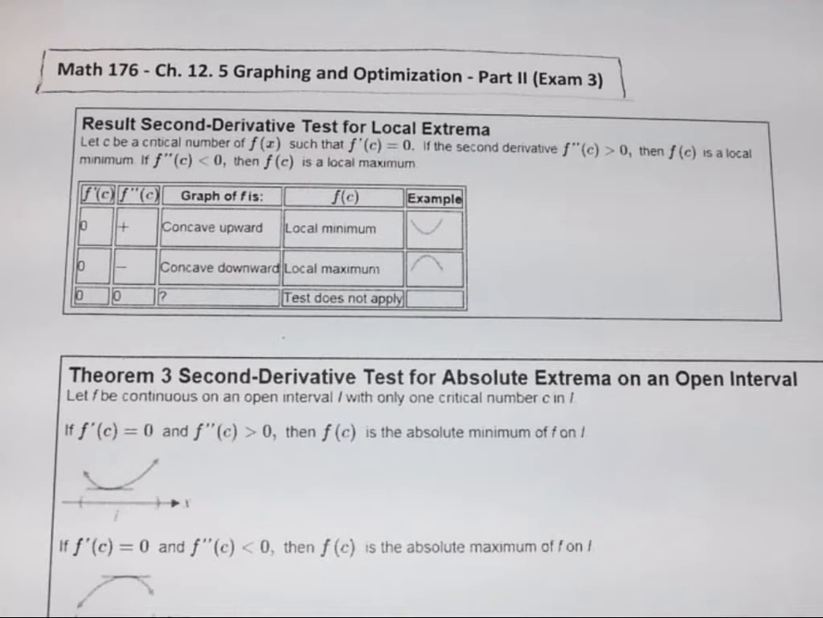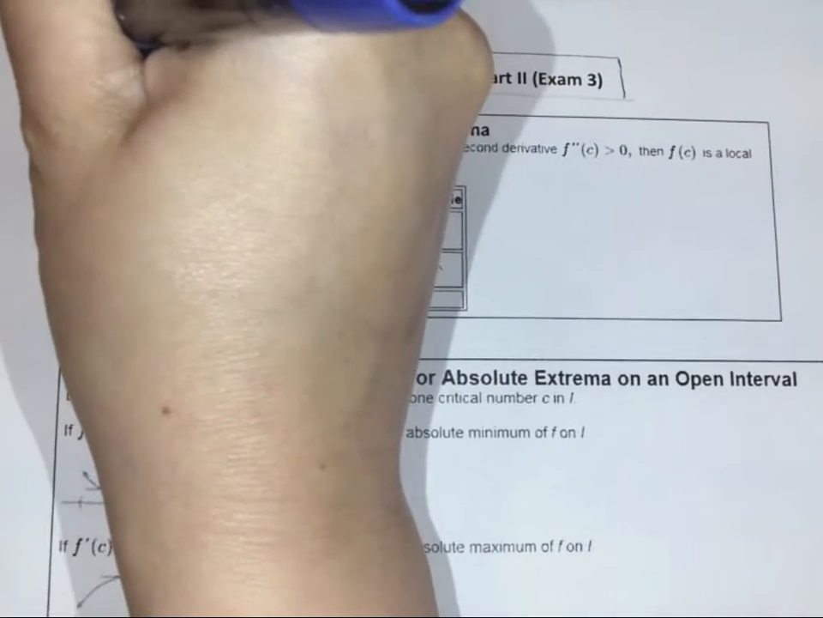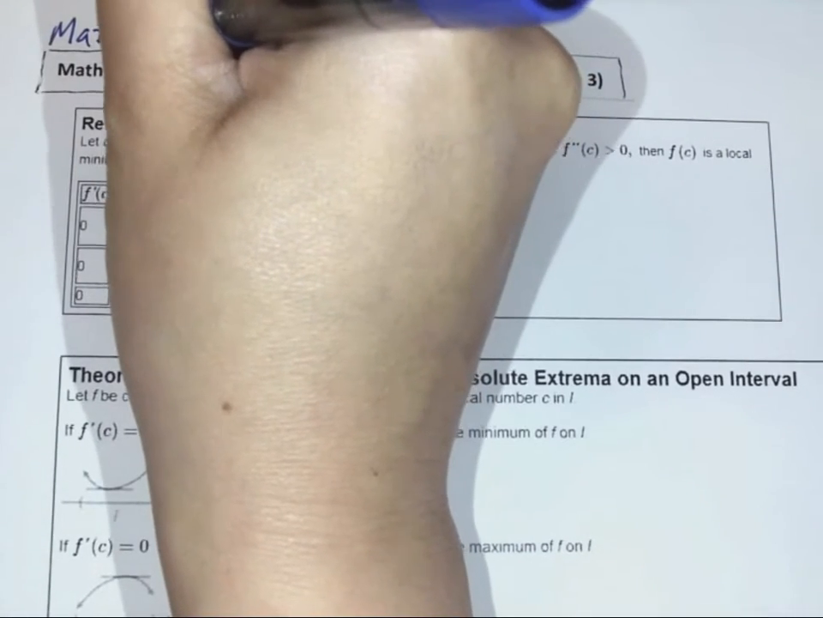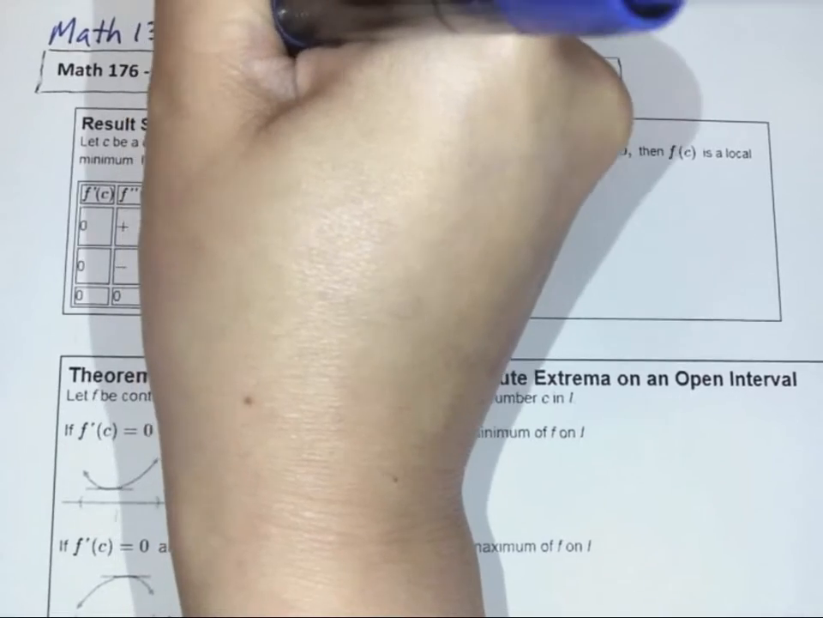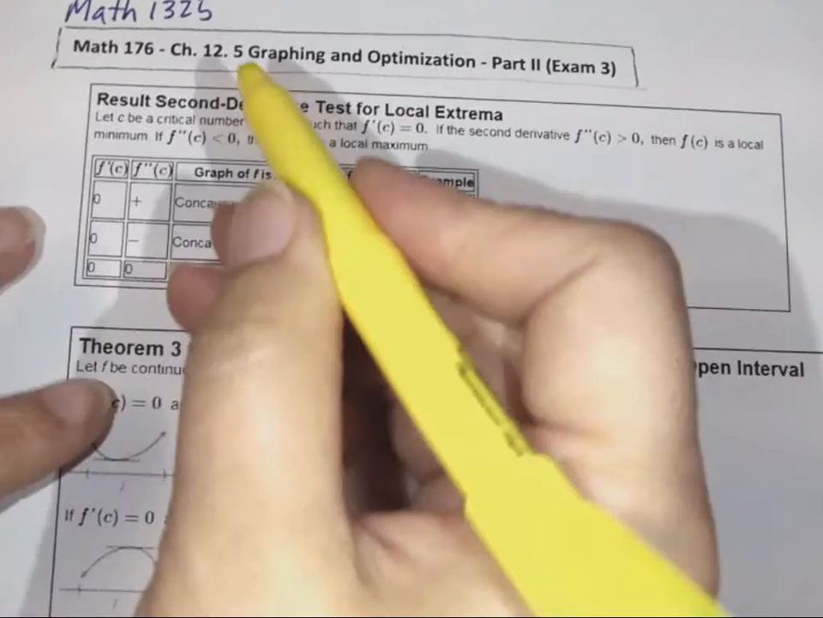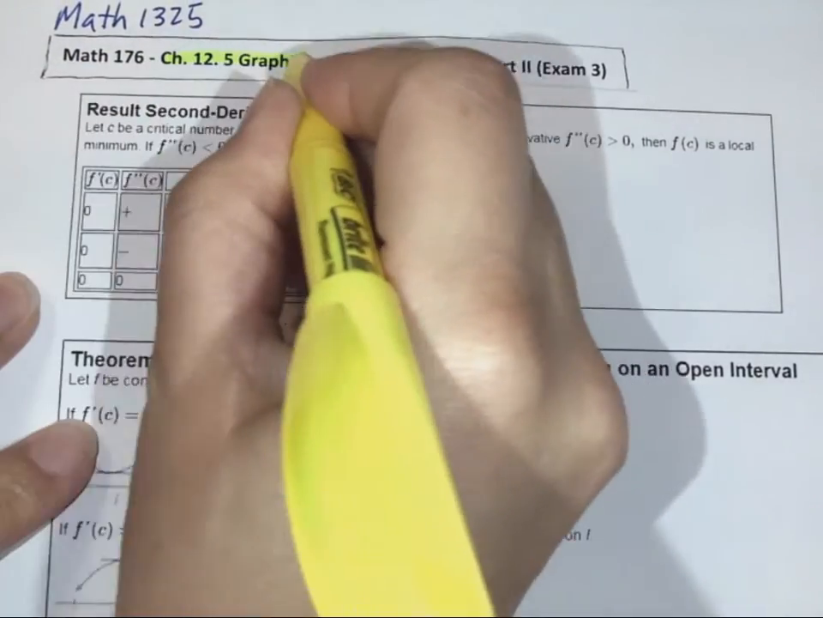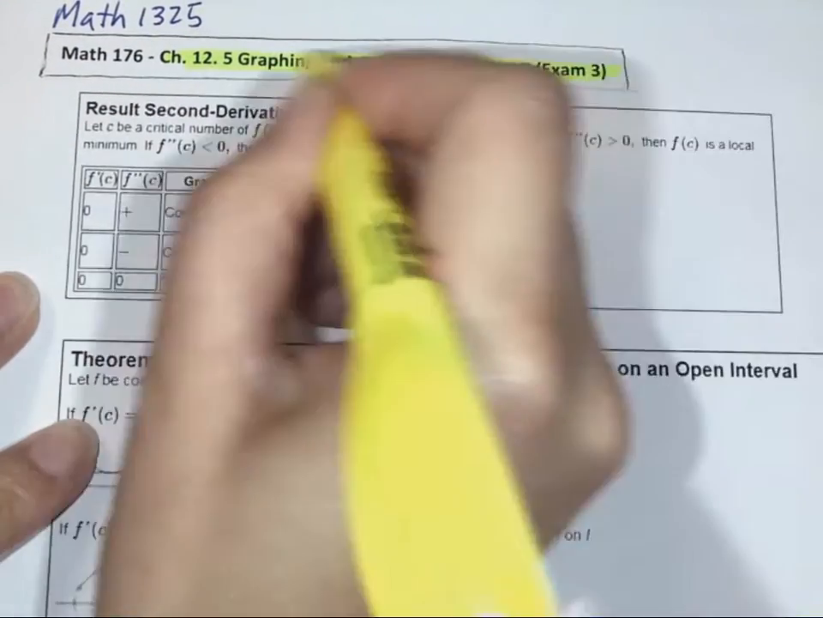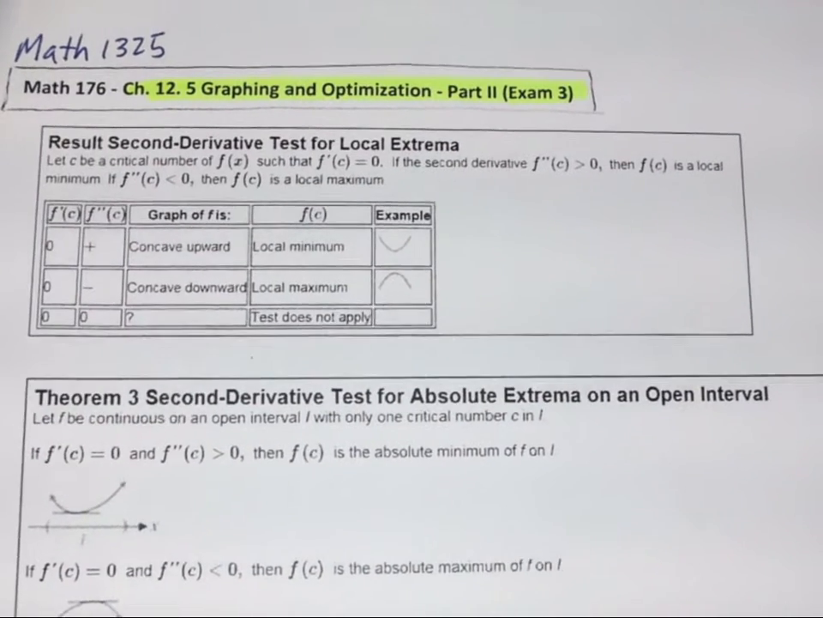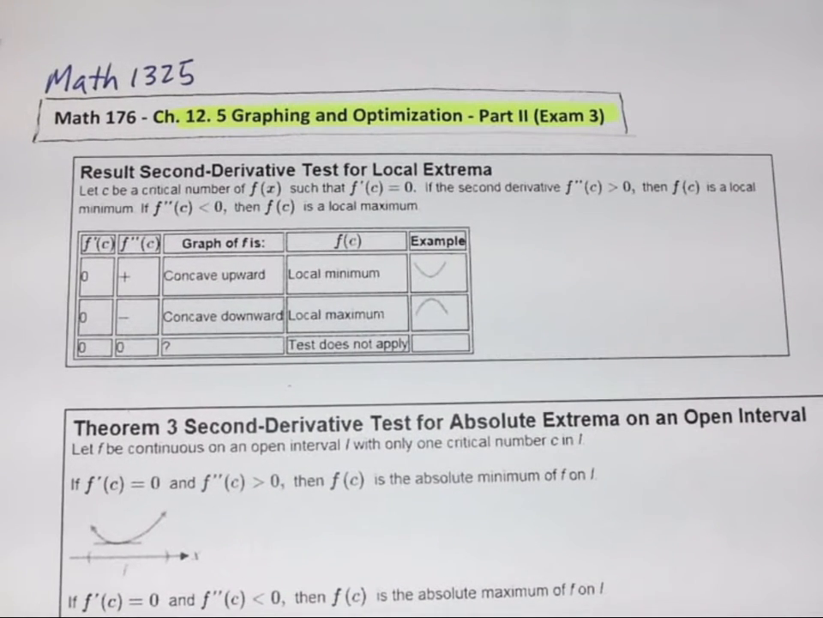This is the second part of chapter 12.5 for Math 1325. We used to call this course 176, but it's 1325. For this part, we're going to move the material to exam 3. Part 1 would be part of the exam 2 material.